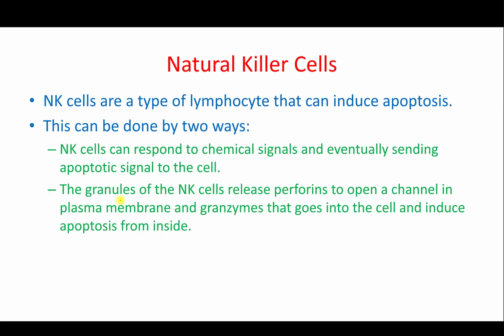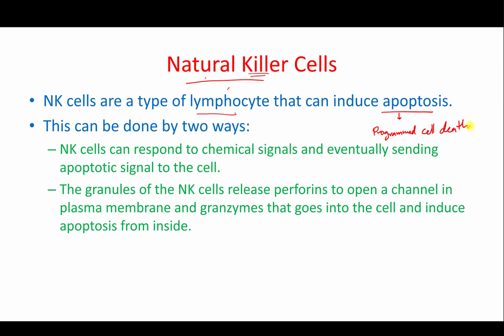Then, as part of the innate immune system, we have the natural killer cells. And from their name, they are natural killers. So they will kill other damaged cells or infected cells. Technically, those are a type of lymphocyte. And the way they kill other cells is they will induce apoptosis. Apoptosis is another term for programmed cell death.